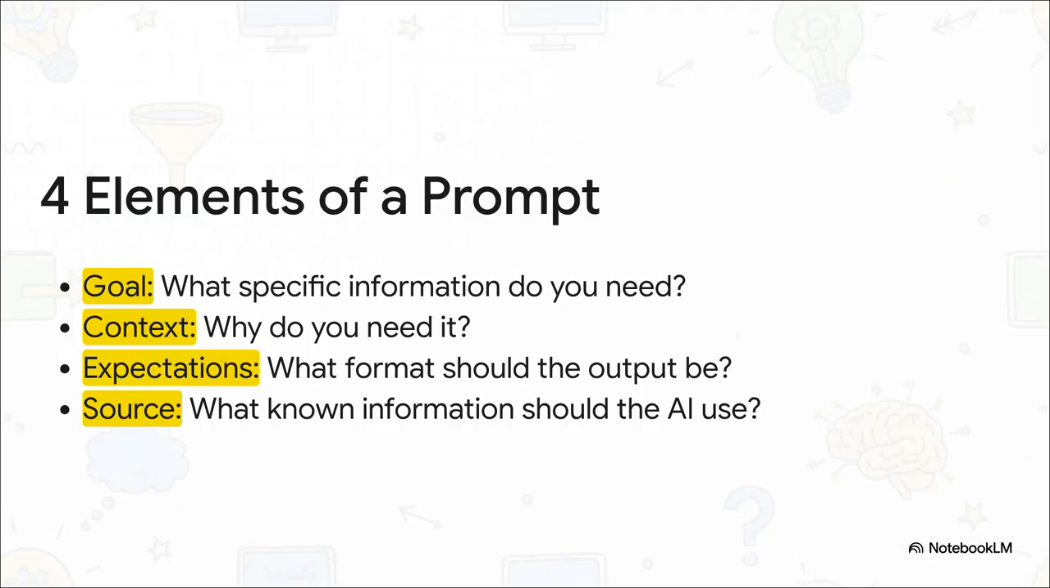Okay, so to help us write that code a little better, Microsoft breaks it down into 4 key elements. It's a really simple blueprint. First up is the goal. What do you actually need? Get specific. Then you add context. The why behind the what. Next, your expectations. What should the output even look like? A table, a list, a summary? And finally, if you have it, provide a source. This grounds the AI's knowledge and keeps it on track.